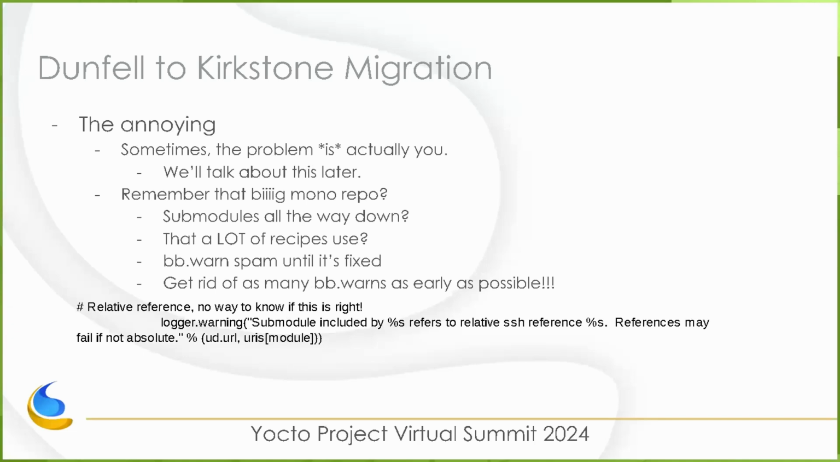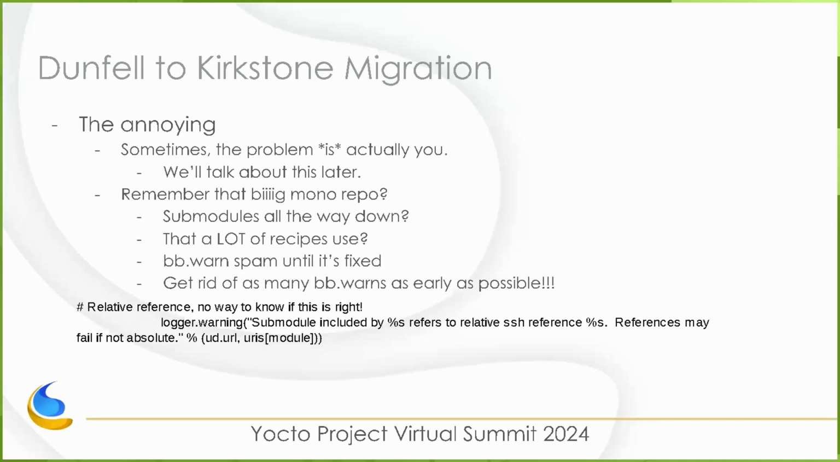But the big problem that we had that was just really annoying is that big mono repo that's used by like 60 or 70 recipes, with submodules all the way down. Well, there was an addition to Bitbake that throws a non-configurable logger warning. You can't turn it off unless you go hack around Bitbake. It says submodules included by this refers to a relative SSH relative reference, blah, blah, blah.